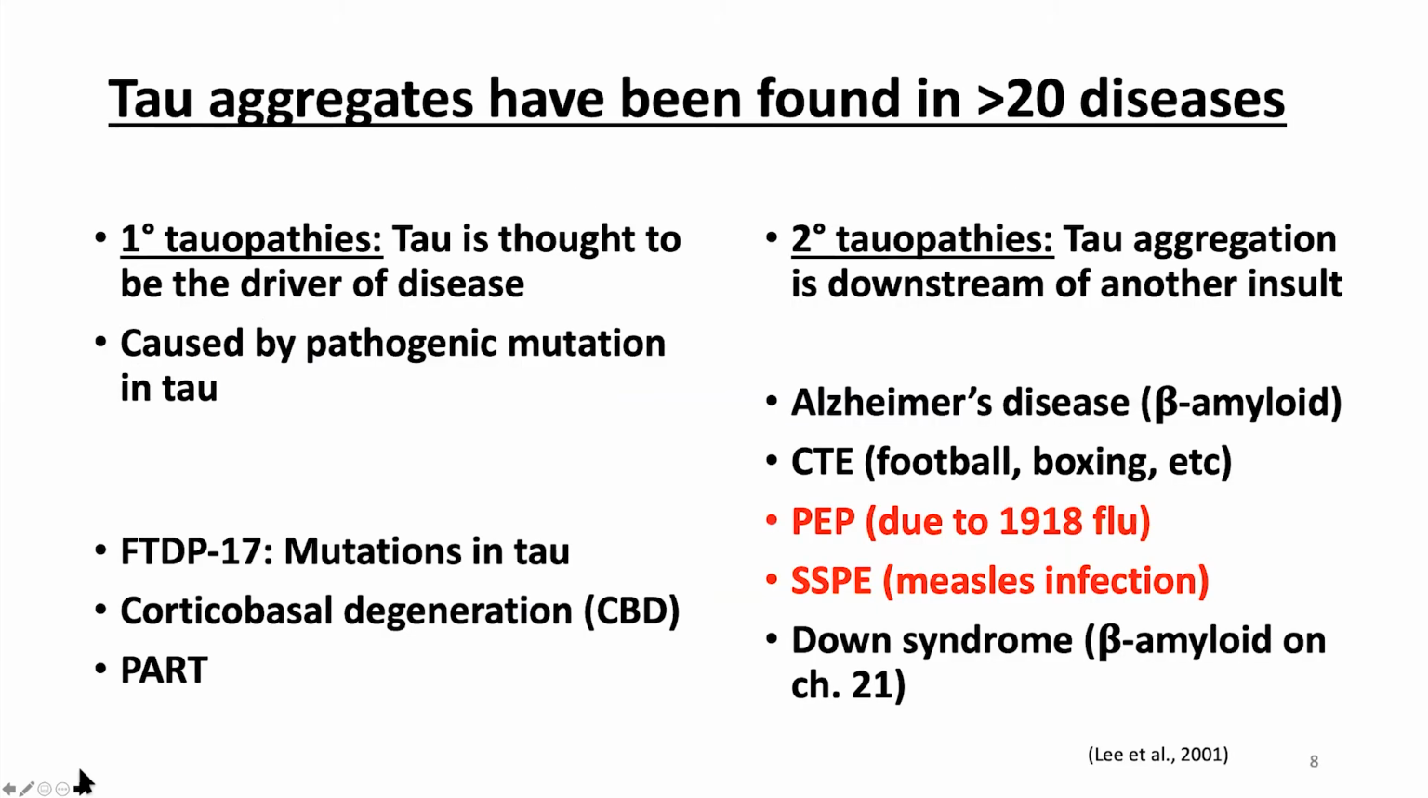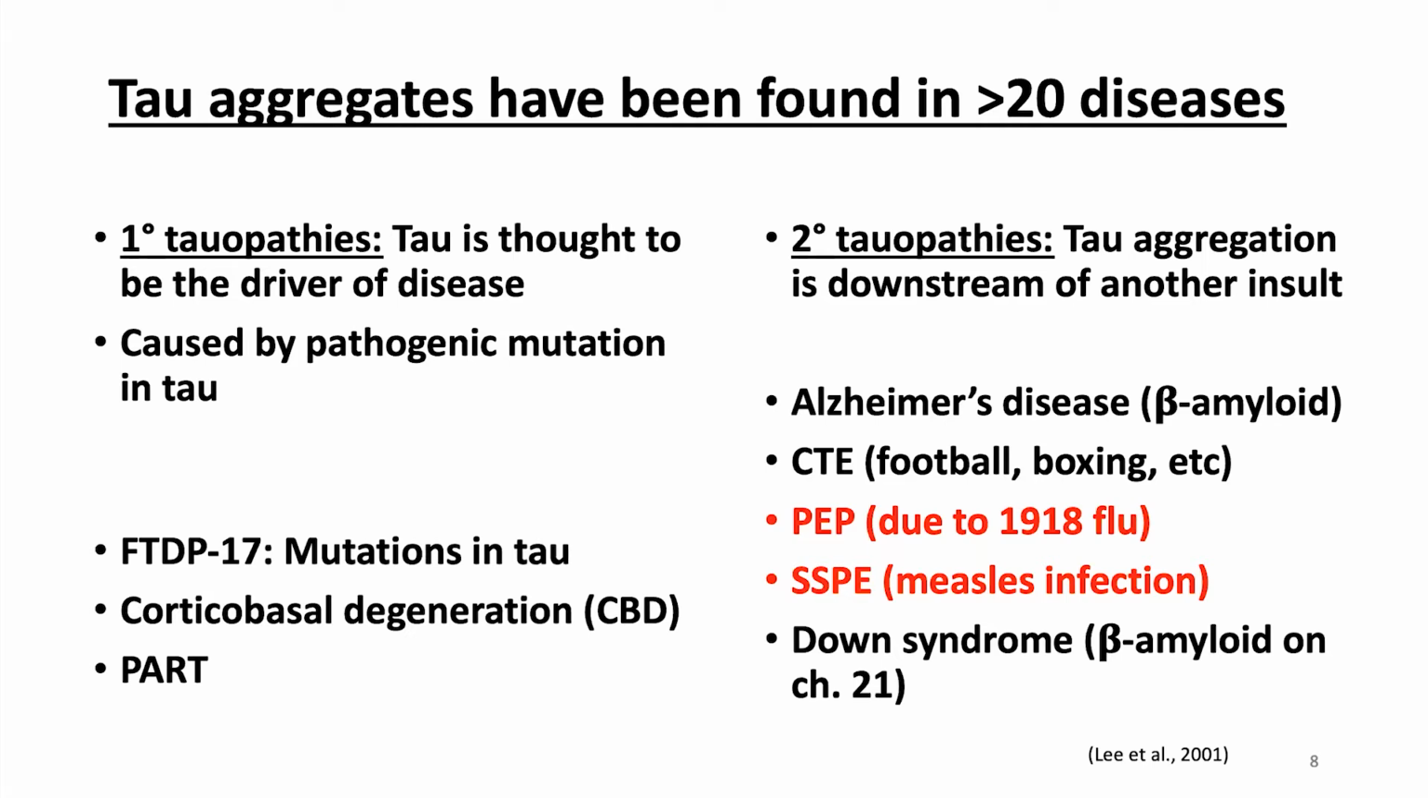Now, tau aggregates have been found in, I think the current count is up to 27 different diseases. There are really two kinds of tauopathies that we worry about. One is primary tauopathies, where tau is thought to be the driver of disease. These are caused by a particular mutation in tau that leads to the degenerative diseases. Some of these are frontotemporal dementia, where there are specific mutations in the tau gene in humans, which lead to that disease. And as I'll show you later in the talk, corticobasal degeneration, another form of neurodegenerative disease with lots of these neurofibrillary tangles of tau, is also caused by specific mutations.